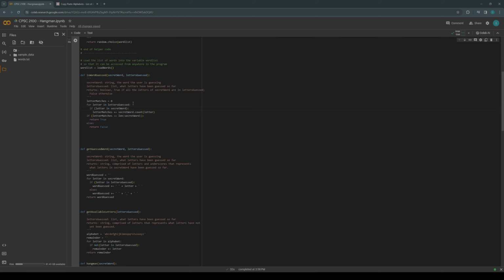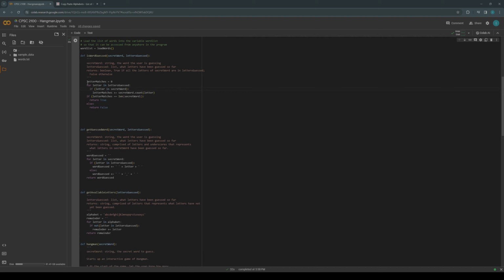So we're going to start off with a counter of sorts. We need the number of letters matching. So we first have letter matches equals 0, because it doesn't equal anything yet. Then we have a for loop. So we're going to say for each letter in the letters that we've guessed so far.